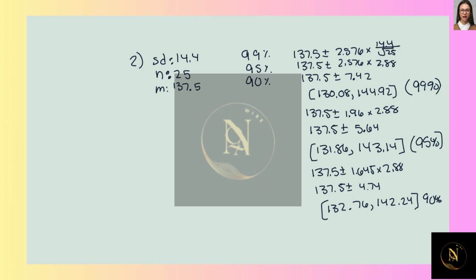Then, does the width of the confidence interval constructed in parts A through C decrease as the confidence level decreases? As the confidence level decreases, the width decreases. So yes.